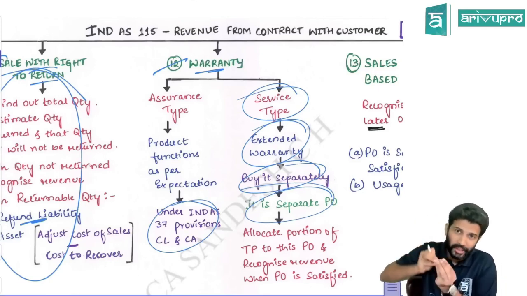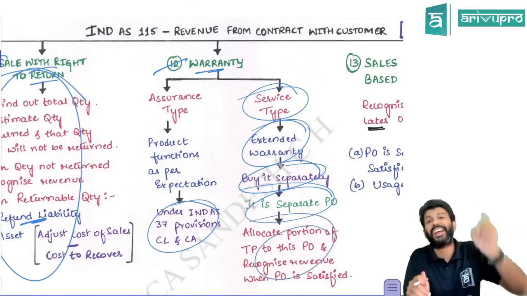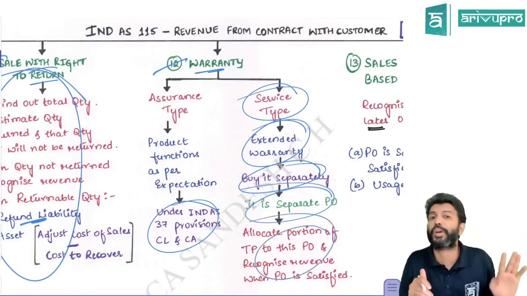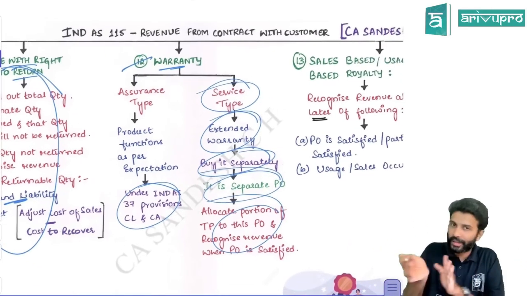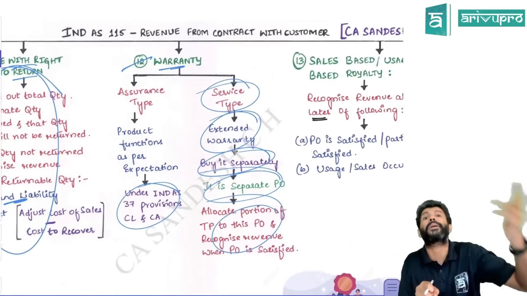Whatever is the transaction price, some portion of the transaction price has to be allocated to this performance obligation also, and revenue has to be recognized only when the performance obligation is satisfied. We'll talk about the allocation part in a bit. So if it is a service type warranty, it represents a separate PO.